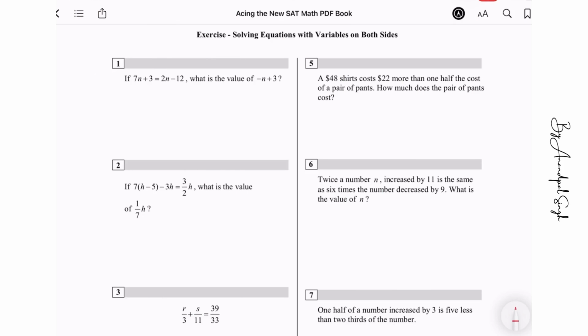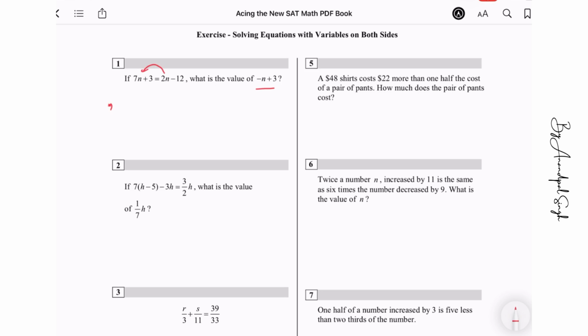So dear students, today we are going to do SAT and the topic which we are discussing is linear equations involving two variables. Let us start. So question number 1, 7n plus 3 equals 2n minus 12. What is the value of minus n plus 3? So let us find the value of n.